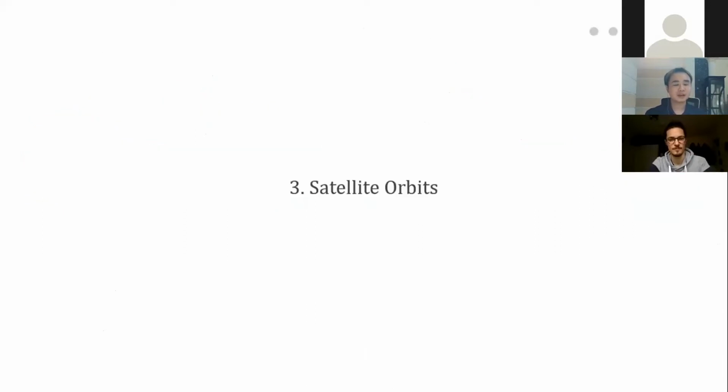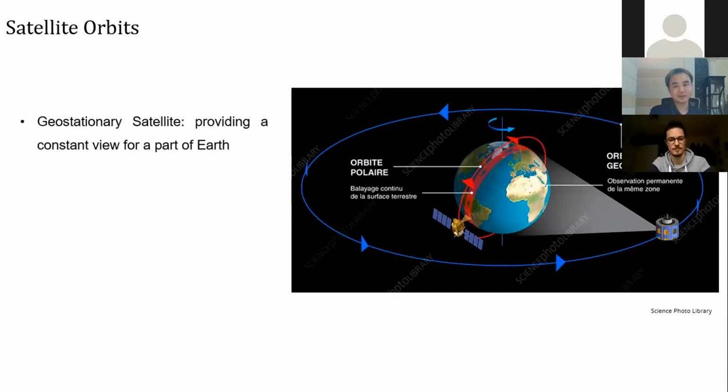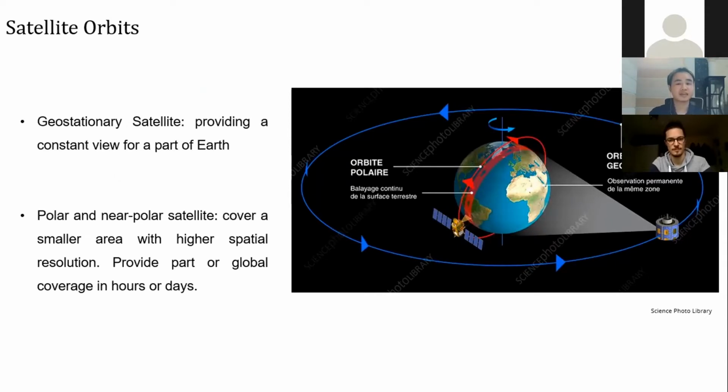And satellite orbit is the third part that is really important when choosing satellite data for your research. There are many ways to put a satellite into orbit. I want to mention the two most well-known: geostationary satellites and polar and near-polar satellites. A geostationary satellite orbits very far from the Earth with a very wide field of view that can scan the entire Earth in one single image, and it can provide a lot of images in a very short time.